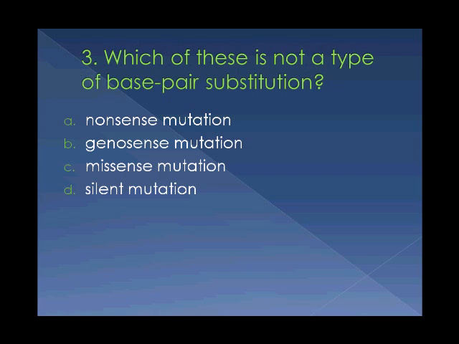3. Which of these is not a type of base pair substitution? A, a nonsense mutation. B, a genosense mutation. Or C, a missense mutation. Or D, a silent mutation. B, a genosense mutation, because all the other ones are obviously mutations.